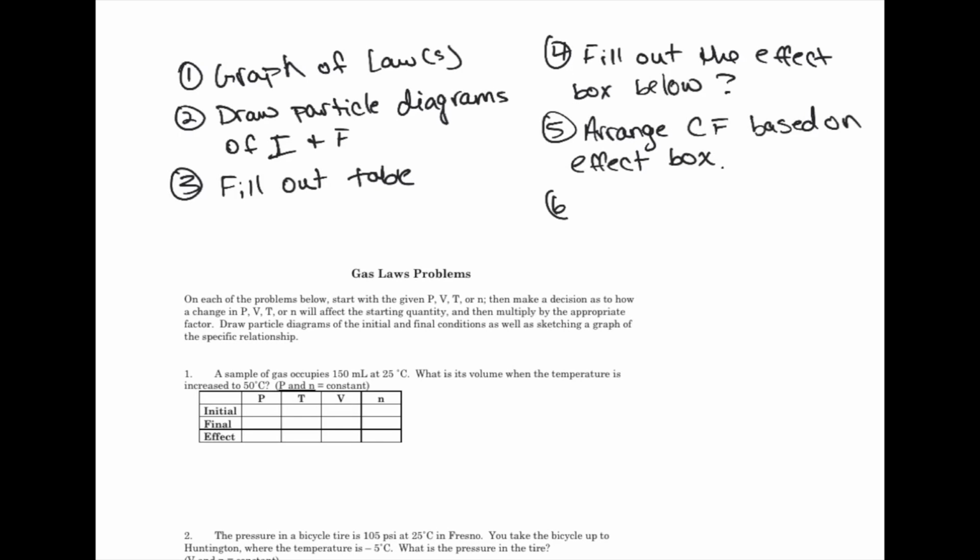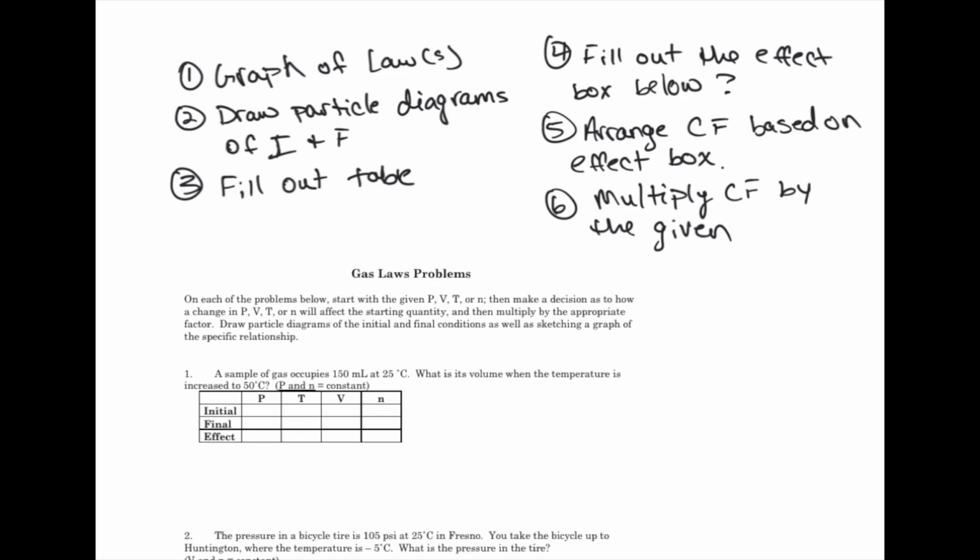And step number 6 is to multiply your conversion factors by the given amount. All right, so let's look at this step by step in question number 1. A sample of gas occupies 150 milliliters at 25 degrees Celsius. What is its volume when the temperature is increased to 50 degrees Celsius?